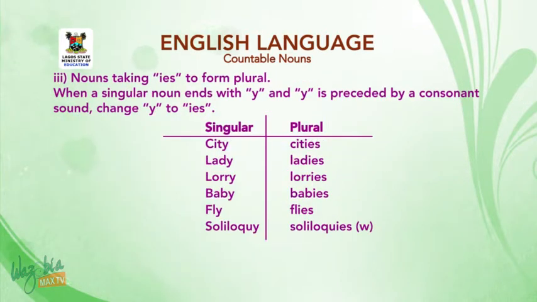Three, nouns taking IES to form plural. When a singular noun ends with Y, and Y is preceded by a consonant sound, change Y to IES. City, cities. Lady, ladies. Lorry, lorries. Baby, babies. Fly, flies. Soliloquy, soliloquies.